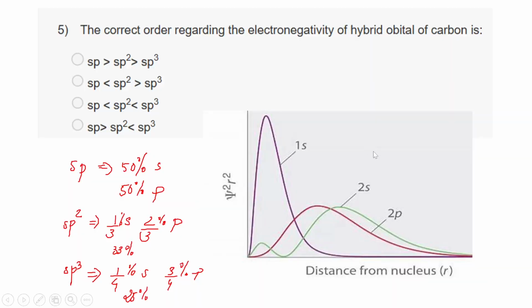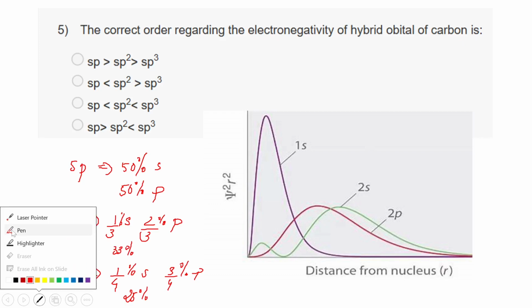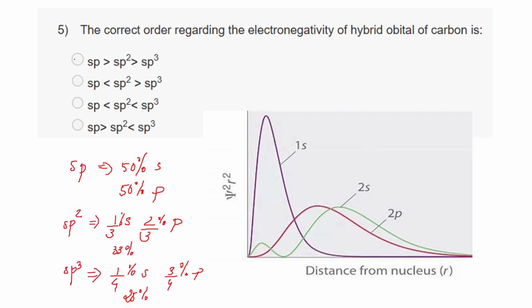Okay, so all of you have answered the right answer. It is option A. As we discussed, the sp has the highest s character, 50%, followed by 33% in sp2, followed by 25% in sp3. So the electronegativity order is also the same thing: sp followed by sp2 followed by sp3. Everybody is clear with this question, right?